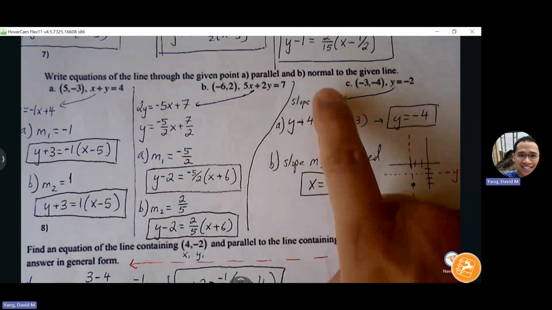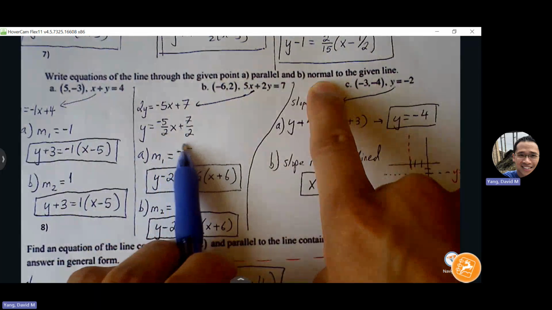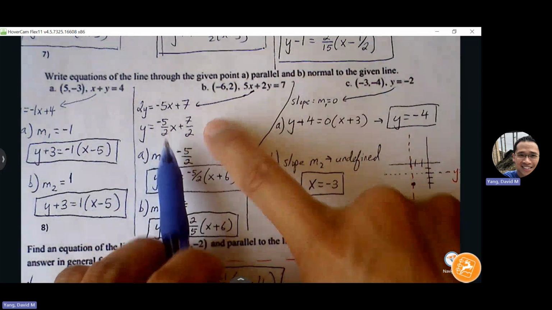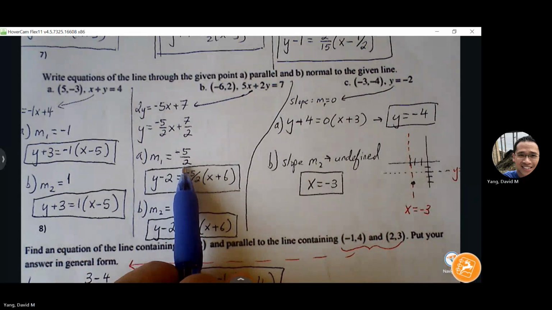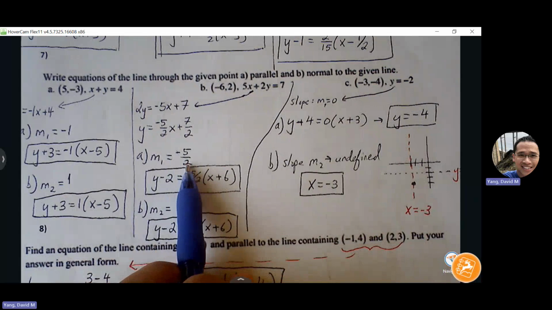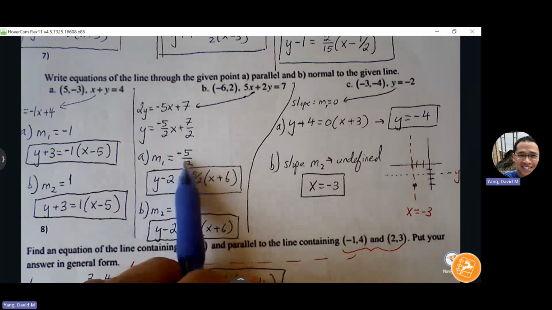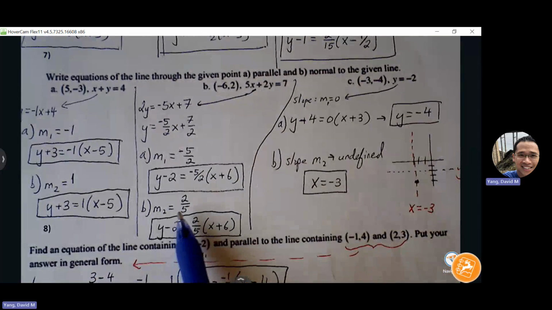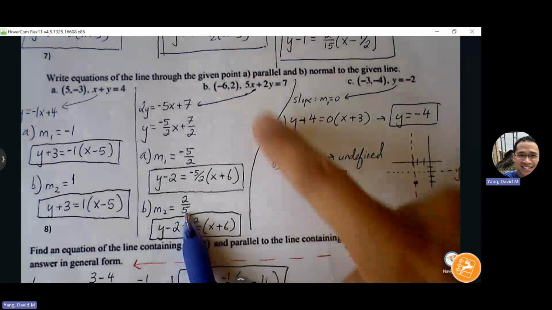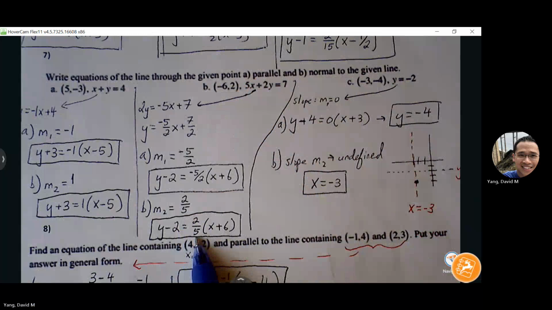And then for part B, normal means perpendicular. So I'm going to take the same slope that I gathered from part A from the equation. I'm going to create a perpendicular slope from -5/2. So perpendicular slope means I'm going to swap the numerator and denominator values and change the sign. So -5/2 flip becomes 2/5. So now I have my new slope. I'm still using the same point that they gave me, and then point slope form.